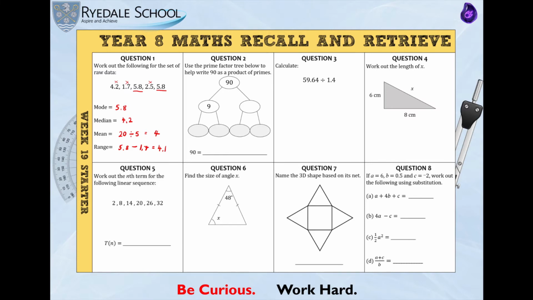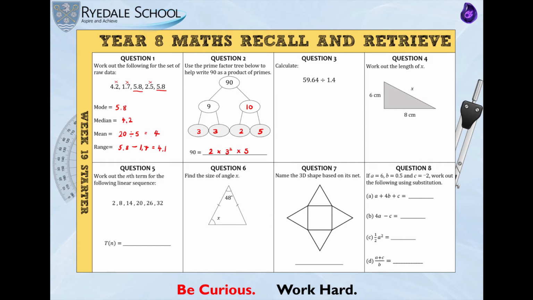Question 2, use the prime factor tree below to help write 90 as a product of primes. Well, remember, we're after numbers that multiply to make the numbers in these branches. So 90 is 9 times 10. Neither of these numbers are prime. 9 is 3 times 3, and 10 is 2 times 5. And it asks us to write it as a product of primes. We'll do this in numerical order: 2 times 3 times 3 times 5. Well, I can write that as 2 times 3 squared times 5.